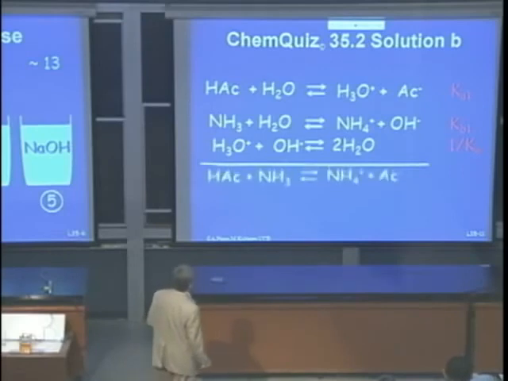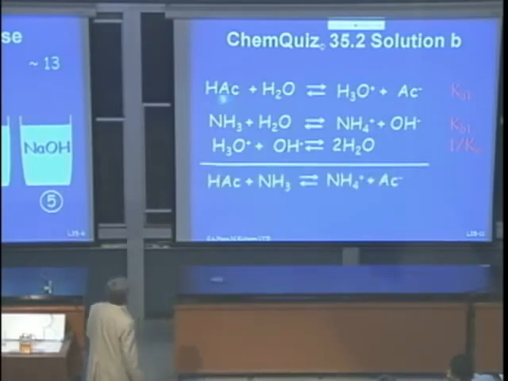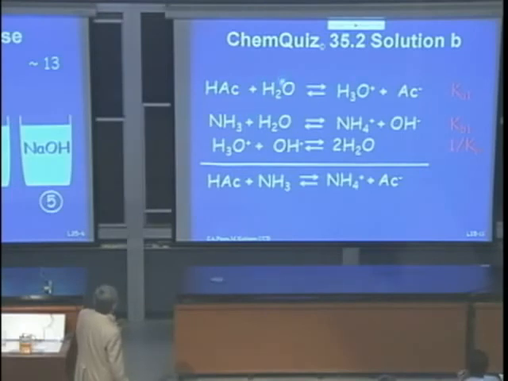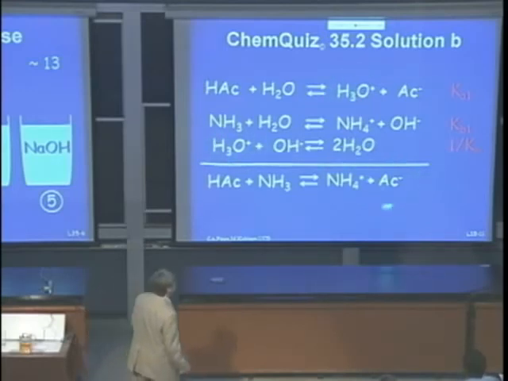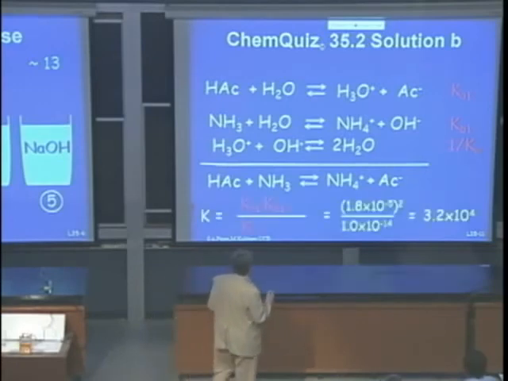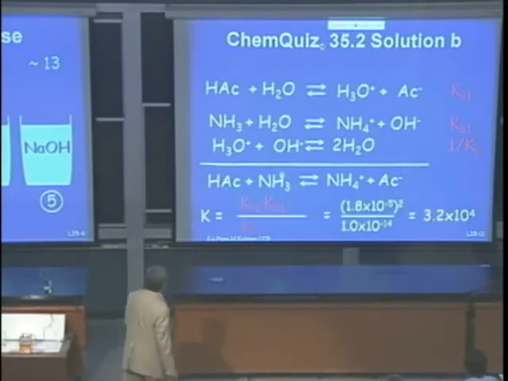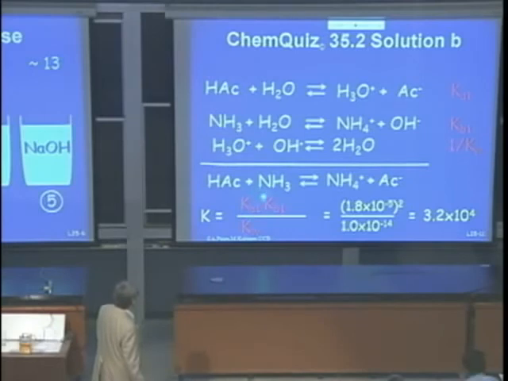Now we add this up. So we have acetic acid plus ammonia, this water, these two waters, and this here cancel, okay? This H3O plus and this H3O plus cancel. With this you have NH4 plus and AC minus. And if you look at the K of this here, this is Ka1 times Kb1 divided by Kw. We know that this is 1.8 times 10 to the minus 5.